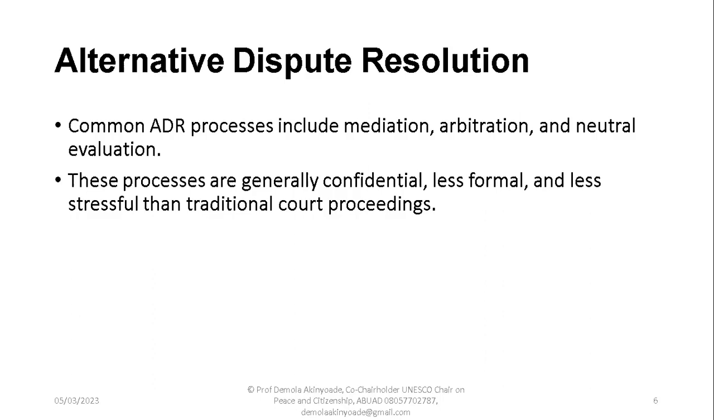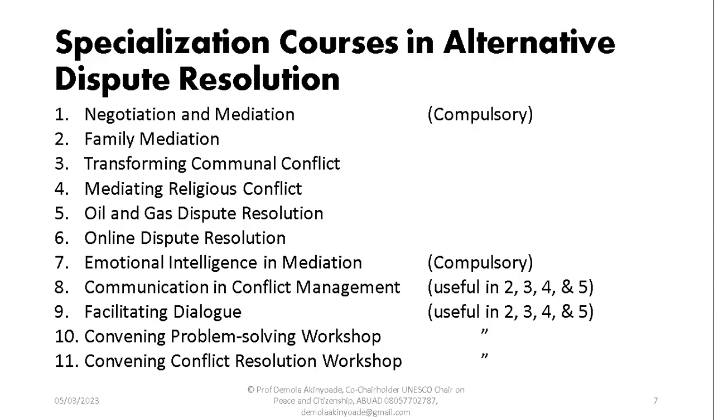And mostly they are confidential processes, not like court where anybody can come in and watch the proceeding. Here they are confidential, so parties can talk about things. They are informal and less stressful than traditional court proceedings. So now I want to become a specialist, an expert in alternative dispute resolution. What are the courses I need to take? First is negotiation and mediation.